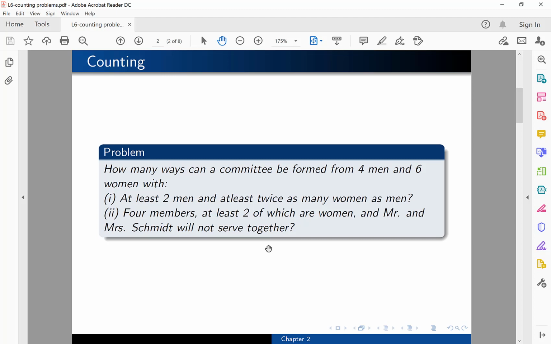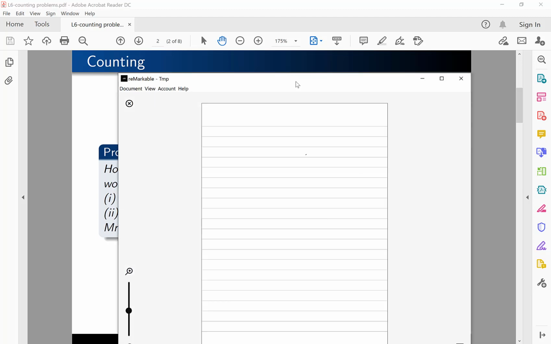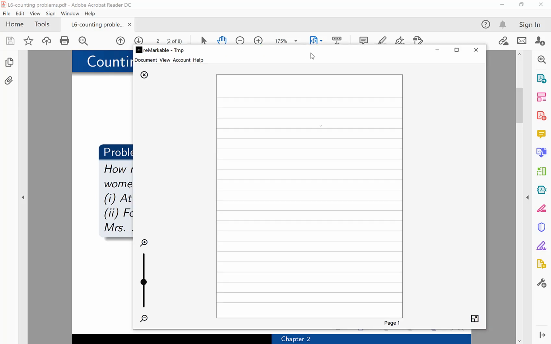Let's see. Right. So at least 2 women. So let's start by writing out all of the possibilities. So this is a possibility. So we can have a committee of 2 women. So it has to have at least 2 women. And remember, in total, we have to have 4 members, right? So maybe I'll just shift this a little bit. Okay. So 2 women, and then we have to have 2 men, right?